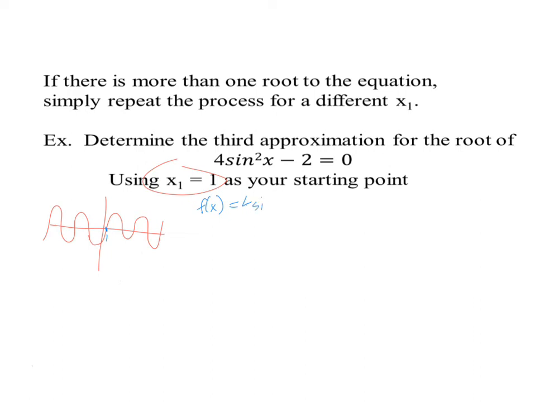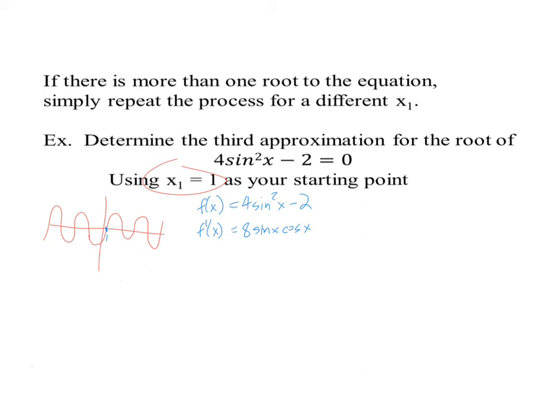So in this case, because it's sine squared, we've got to remember our chain rule. So we'd bring the 2 down, which would make it 8, drop our power to the 1, and then times it by the derivative of the brackets, which in this case would be cosine. So we should have 4 sine squared x minus 2, and then our derivative would be 8 sine x cos x. So now we're good to go.